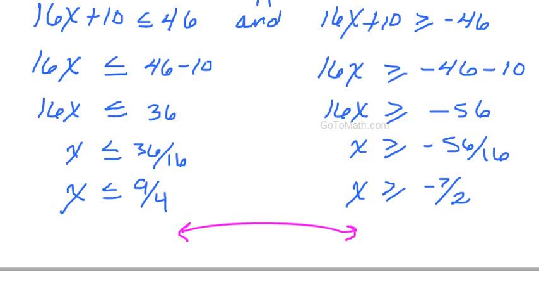We got x is less than or equal to 9/4. So we'll put 9/4 right here. 0 somewhere about here, and then we'll just say negative 7 halves is here. Now remember, we include 9/4, so we want to put a solid dot. And then everything to the left of that.